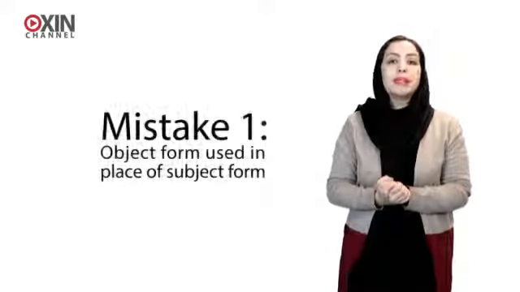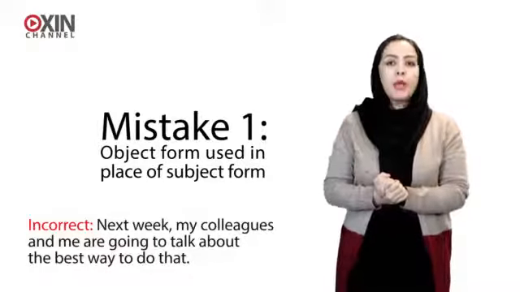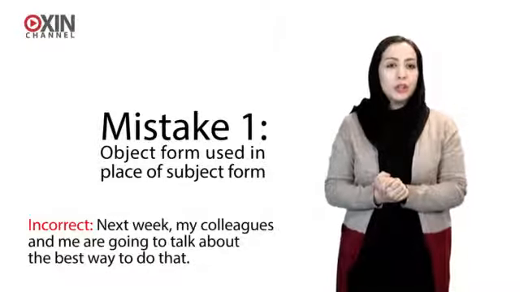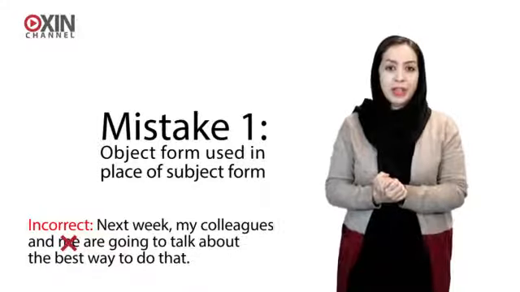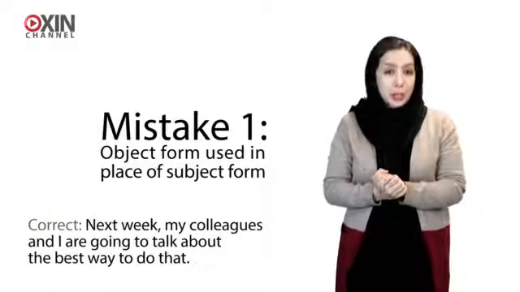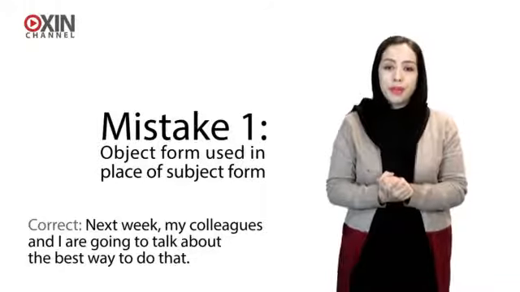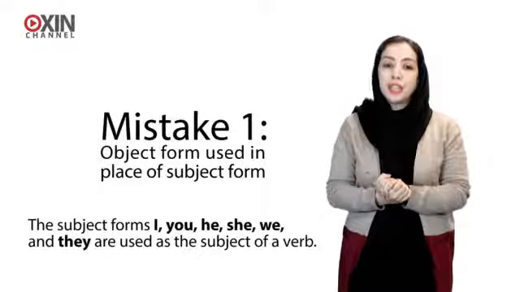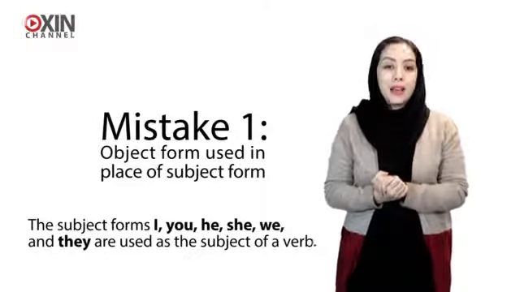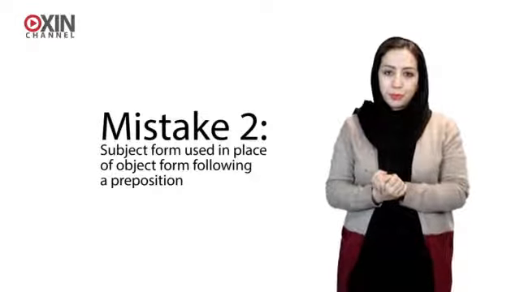Mistake number 1. When you use the object form instead of the subject form. Like the example. Next week, my colleagues and me are going to talk about the best way to do that. My colleagues and me? Or my colleagues and I? Next week, my colleagues and I are going to talk about the best way to do that. This is true. You use the subject forms I, she, he, we, and they instead of the object ones, which are incorrect.